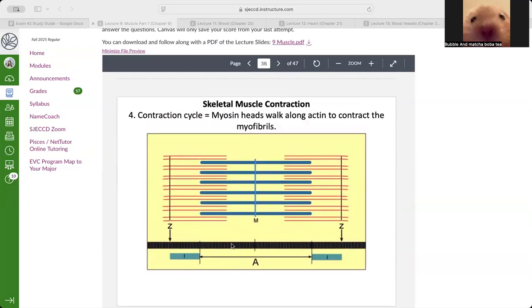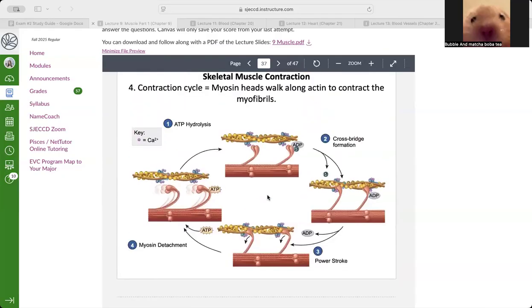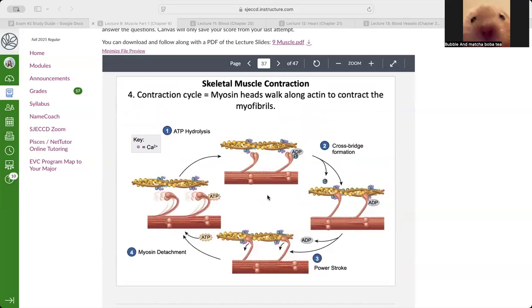In the contraction cycle, myosin heads are walking along to contract myofibrils. So the thin and thick filaments start to slide, and the myosin heads walk them closer and closer. They're just going back and forth like this. And then, skeletal muscle contraction.